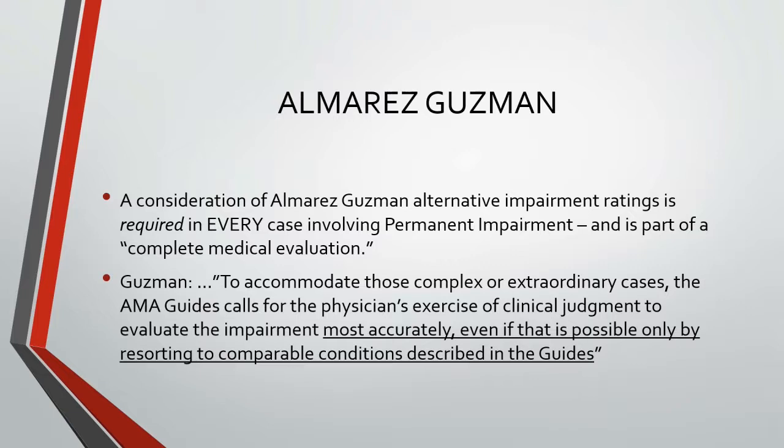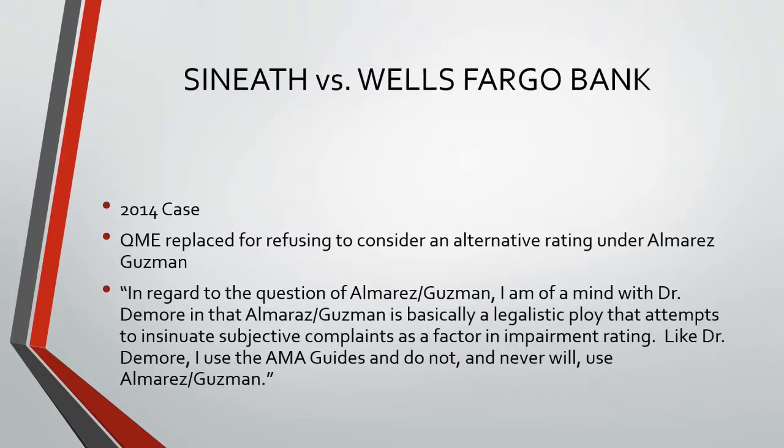So in every single case that involves a permanent impairment rating, you must provide an opinion as to whether an alternative impairment rating under Almaraz and Guzman would be more accurate, or whether an alternative impairment rating under Almaraz and Guzman is not more accurate. So we're required to consider the entire range of permanent impairments that may apply to our examinee in every single case that involves permanent impairment. And a precedent has been set for qualified medical evaluators who do not provide a description of their consideration of alternative impairment ratings under Almaraz and Guzman in those cases.